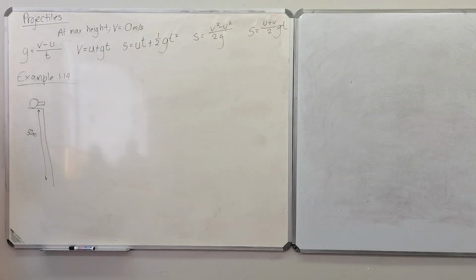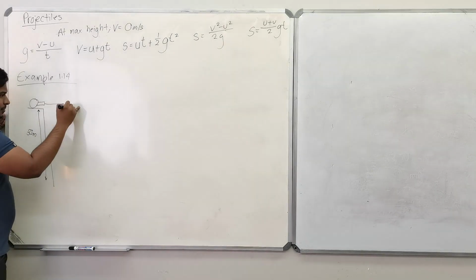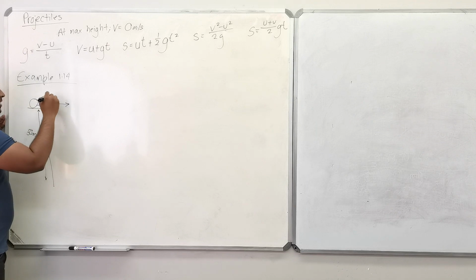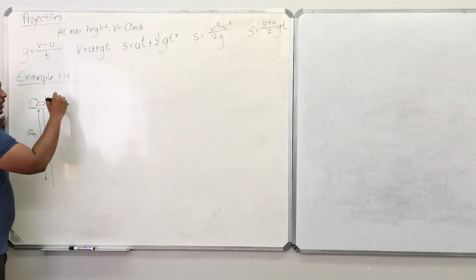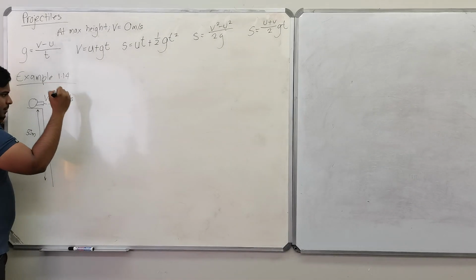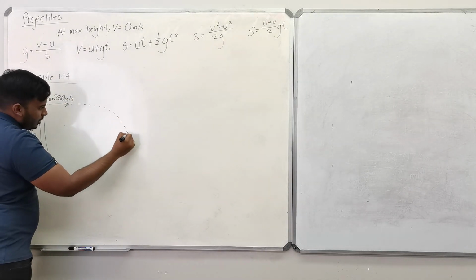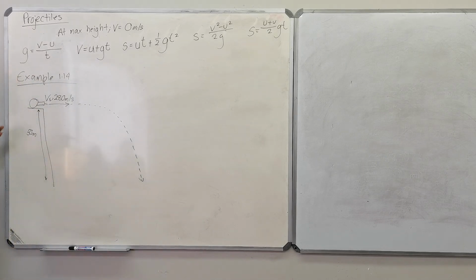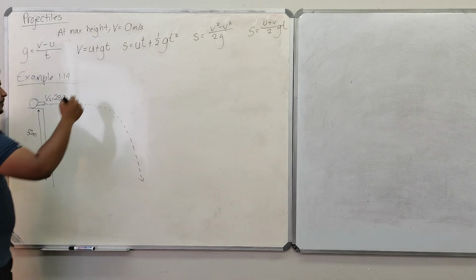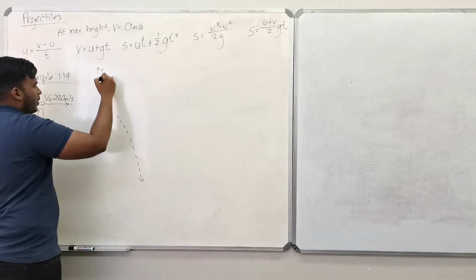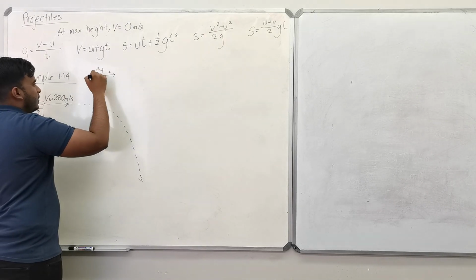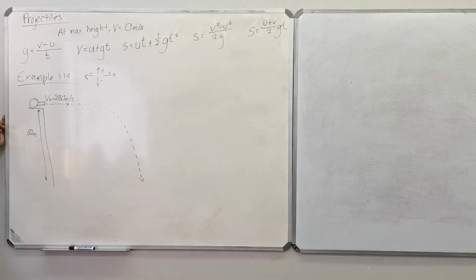It fires the shell horizontally at a velocity of 280 meters per second. So it can go something like this. For this example, I would like to take down as positive. Or do you want to stick with our conventional? Keep it as up. Okay. So up as positive, down as negative, east as positive, west as negative.